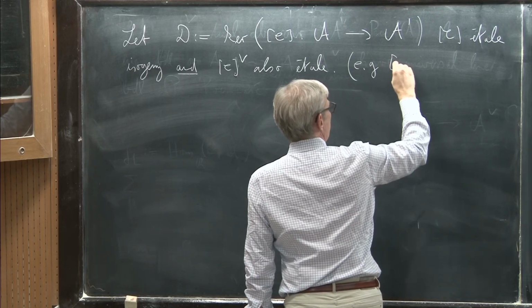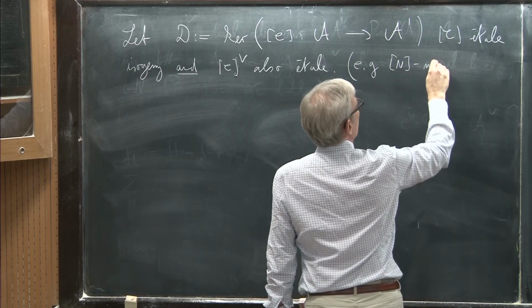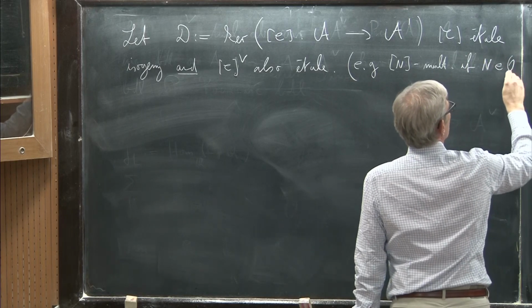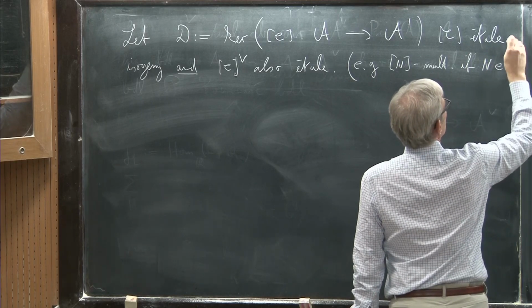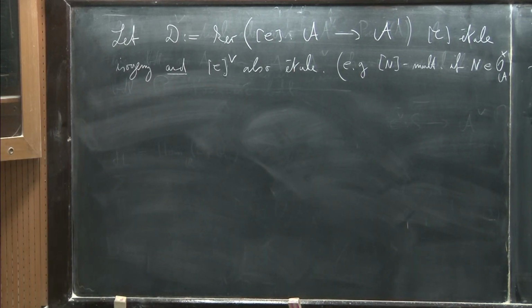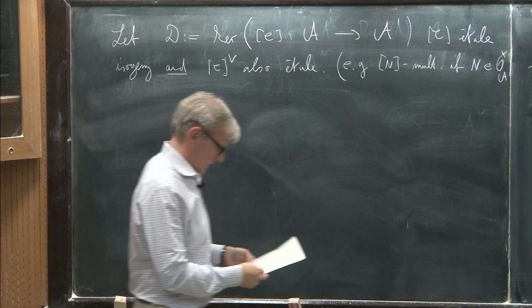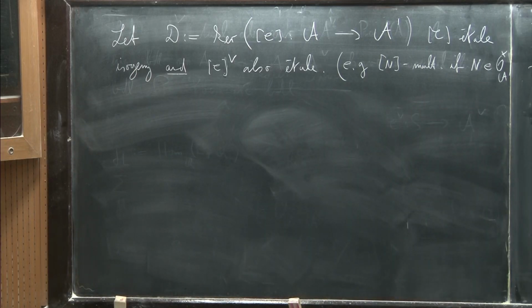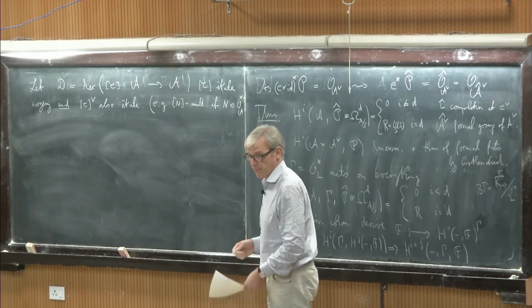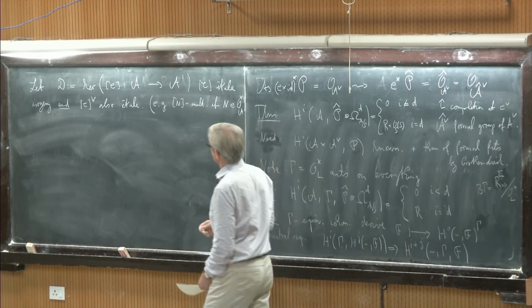If you take the n multiplication, if n is invertible in your structure sheaf, then this is true, for example. So this is an abelian group, so you have something like n multiplication. It is also an étale morphism.